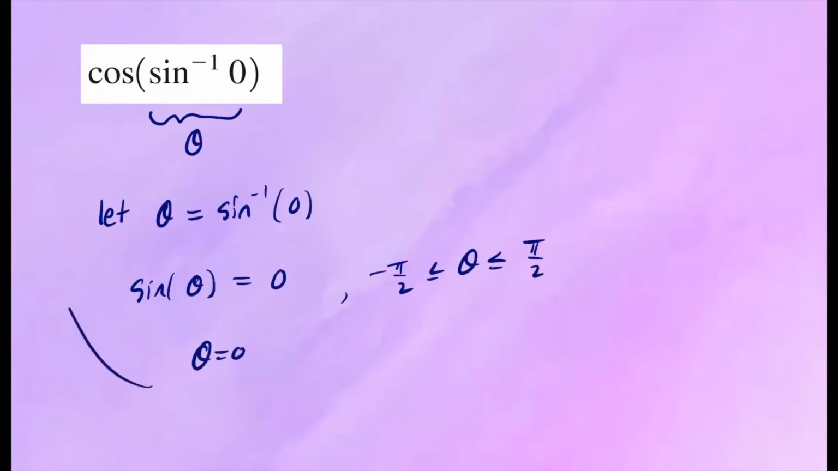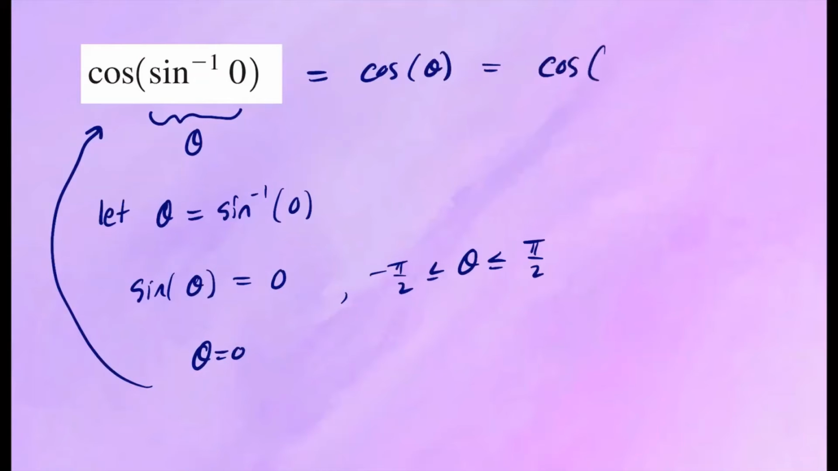And now we substitute this into the original expression. We write this as cosine of theta. And we know theta is 0. That's what we just computed. We're looking at cosine of 0. And we know cosine of 0 is 1. So this composition is equal to 1.